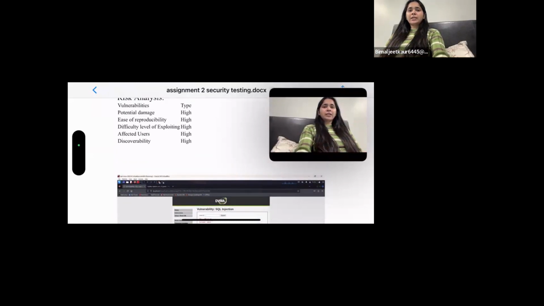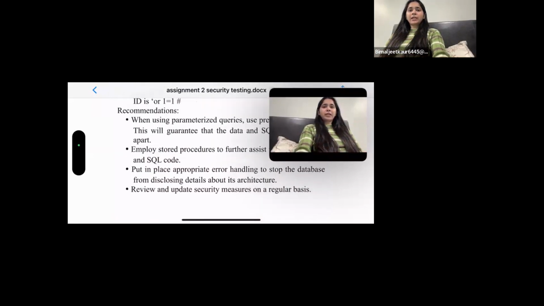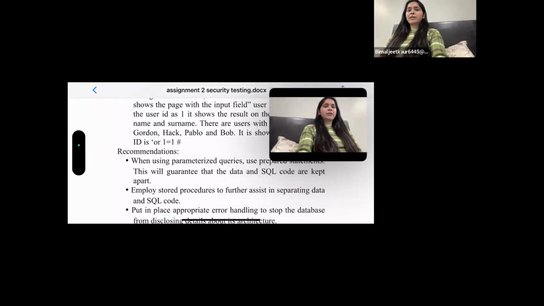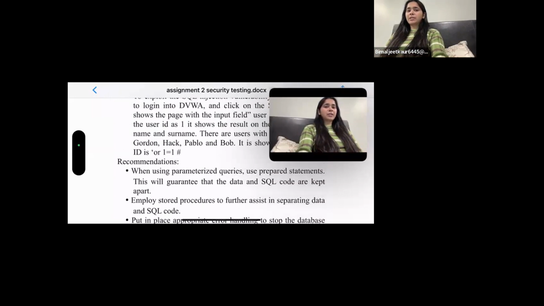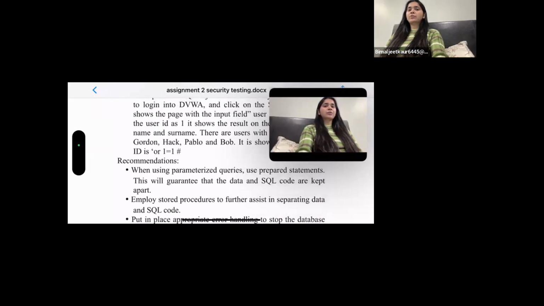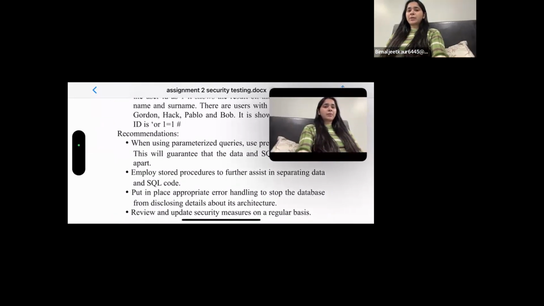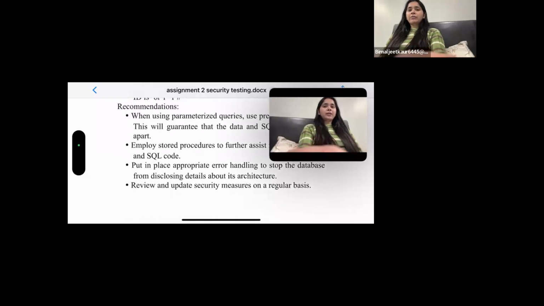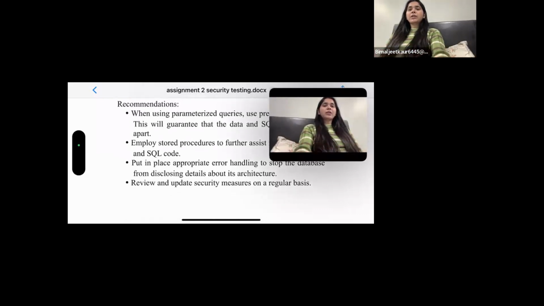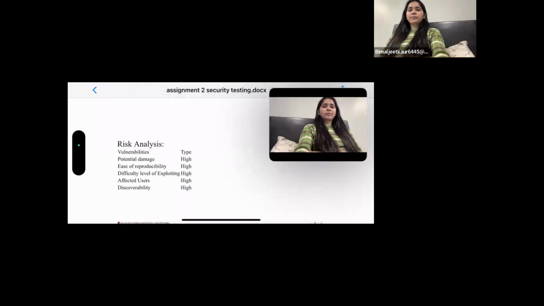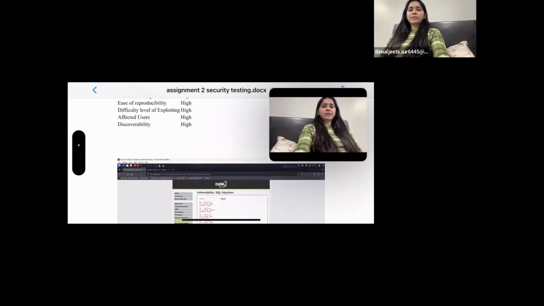So in this, we have the recommendations: use parameterized queries with prepared statements. This will guarantee that the data and the SQL code are kept apart. Employ stored procedures to further assist in separating data and SQL code, and review and update the security measures on a regular basis. So this is the risk analysis, in which the potential damage and all the vulnerabilities are of high type. So this is our first vulnerability.